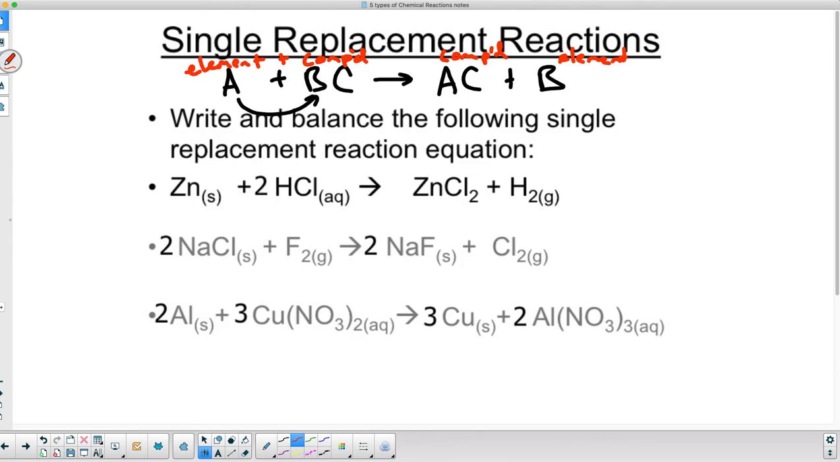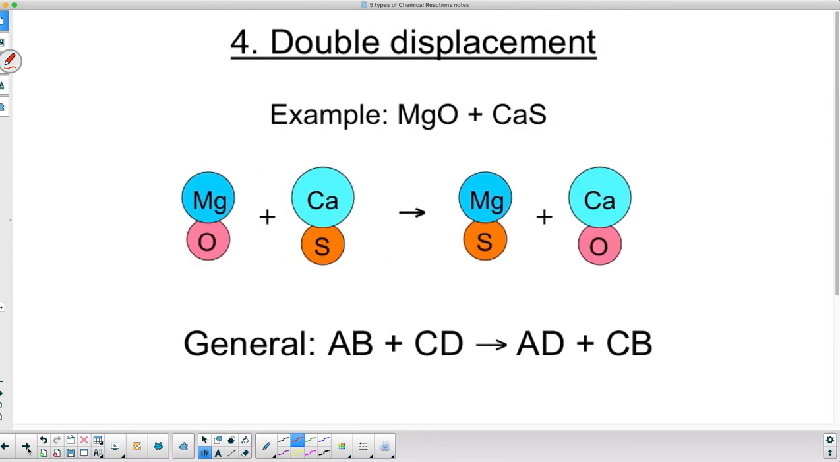I'm going to review all of this at the end here. I'm going to make a note. And then double displacement. So double displacement, notice for the general form here, we have a compound plus a compound like this.